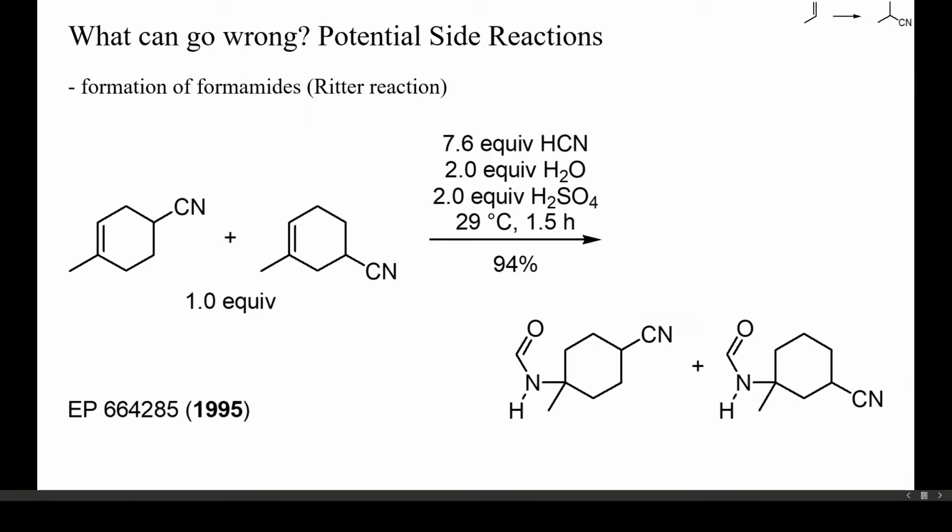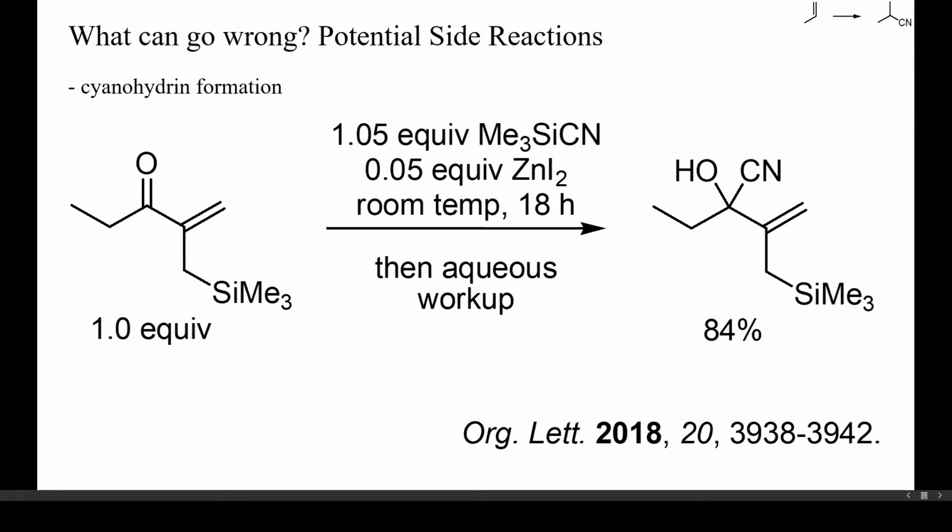Acidic reaction conditions may also yield formamides from alkenes and hydrogen cyanide, the Ritter reaction. Here, the Diels-Alder product of isoprene and acrylonitrile yielded formamides when treated with an excess of hydrogen cyanide and sulfuric acid. Careful optimization was probably required to prevent hydrolysis of the product. Cyanohydrines are formed when aldehydes or ketones are treated with cyanide and acids. It can be difficult to predict if cyanohydrine formation or addition to an alkene will be faster for a given electrophile. In this example, exclusive cyanohydrine formation occurred, despite the excellent steric accessibility of the alkene.